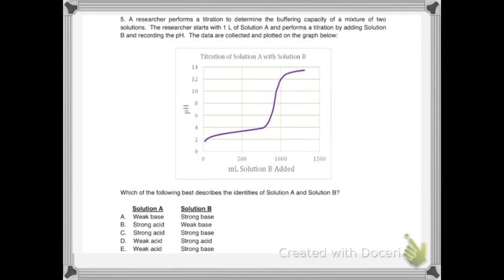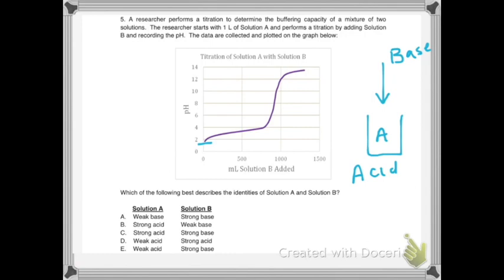For number 5, a lucky researcher gets to perform a titration. And they generate this curve. And we're supposed to decide what kind of solutions we have. So I think it's important to think about how we're starting with some solution A in our beaker, and then we're adding B. And so our starting pH, if we look here, is less than 2. That's a really low pH. So A must be an acid, and that would make B a base.